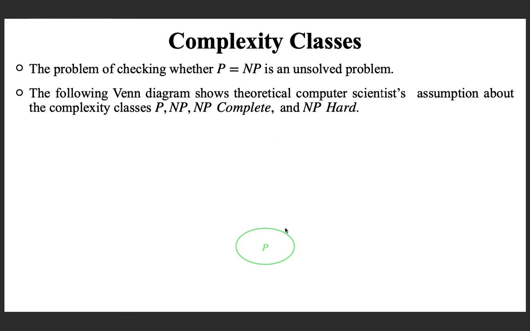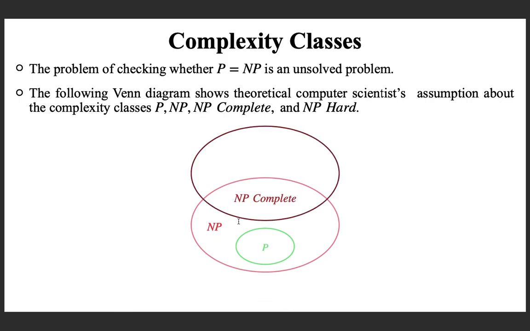I hope you know about the Venn diagram. This is the class NP, within the set of all problems. And they believe that the class NP is a strict superset of P. They don't know whether P is equal to NP or not, but they believe that they are not equal. NP is harder than P. And from the definition of NP complete, we know that an NP complete problem is an NP problem satisfying a very nice property: any other NP problem can be reduced to it in polynomial time.